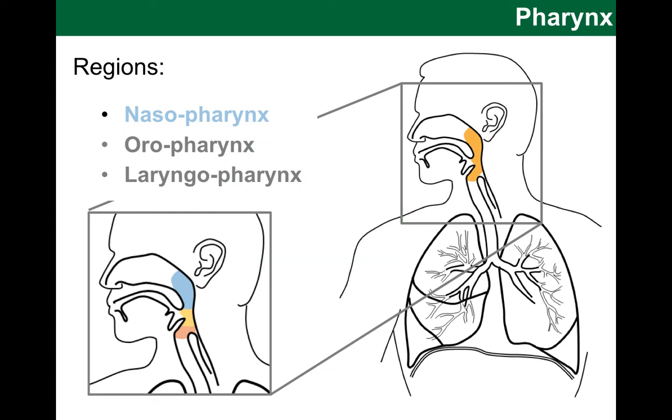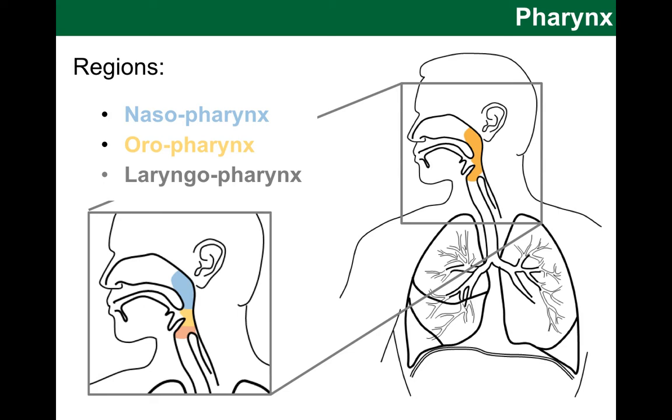Another thing to notice is that within this area we have our pharyngeal tonsils and also the opening of the auditory tube, which I mentioned in the last video. Let's have a look at the oropharynx. This space runs posterior to the oral cavity from the level of the soft palate to the epiglottis. The palatine tonsils are located here, as well as the lingual tonsils.